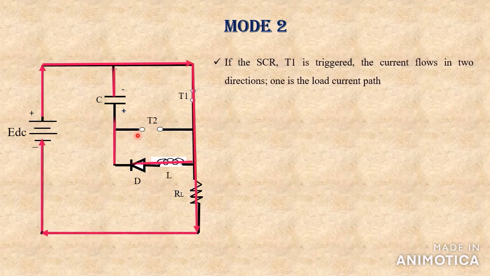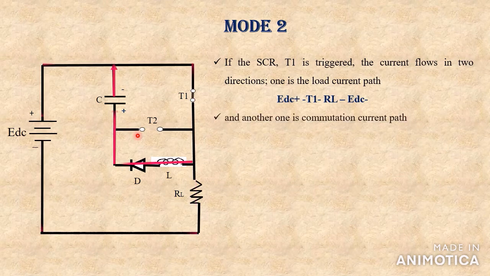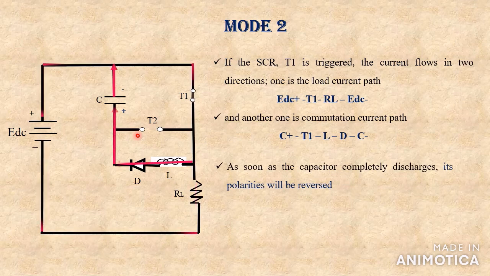So this is what we have discussed. First T1 is triggered. So the current will flow through two directions. One is the load current path, another one is the commutation current. The capacitor will get charged in the reverse polarity as and when it is completely discharged. So at the end of this mode, T1 is in on state, T2 is in the off state, and the voltage across the capacitor will be equal to minus EDC.